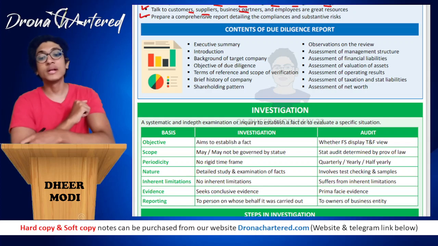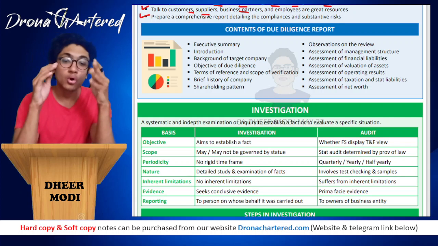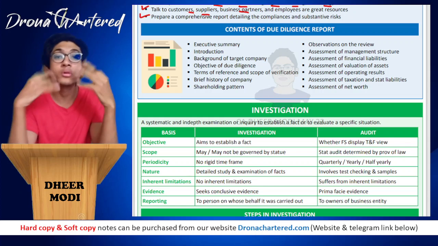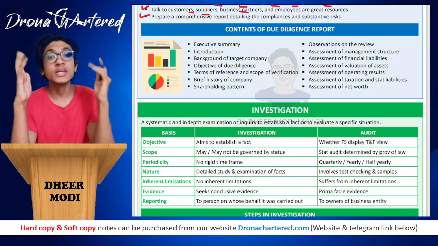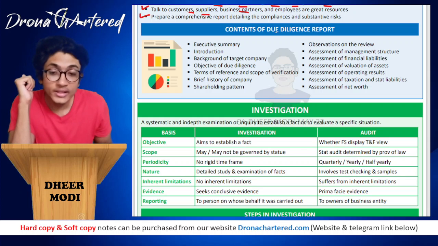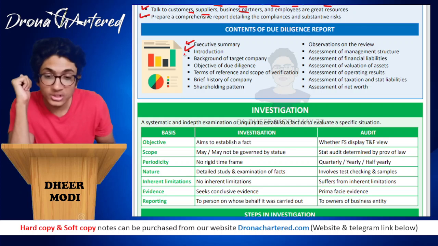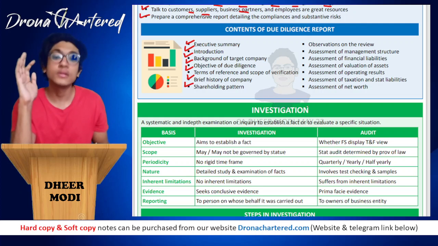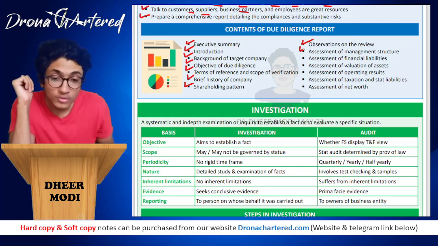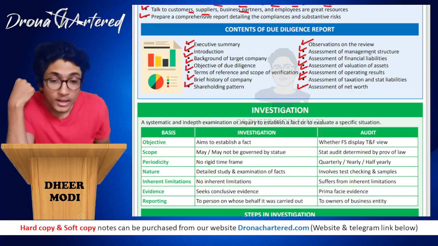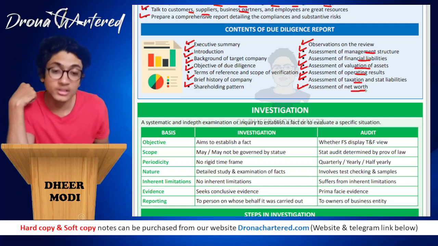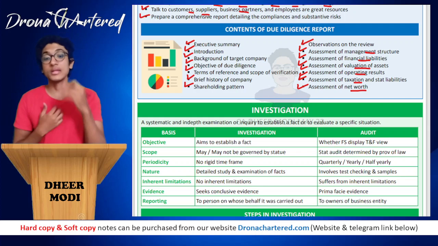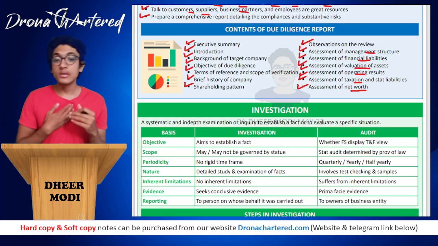Now, next is what are contents of due diligence report. So in this chapter, all of the things in your blue boxes was your due diligence. Now everything in green will be your investigation. So what are the contents of the report? So your summary, introduction, background, objectives, terms of reference, brief history, shareholding pattern, all of these are your contents. Observation of the review, assessment of what? Assessment of management structure, financial liabilities, valuation of assets, operating results, taxation, net worth. So all of these are your contents. These are all your contents of your due diligence report.